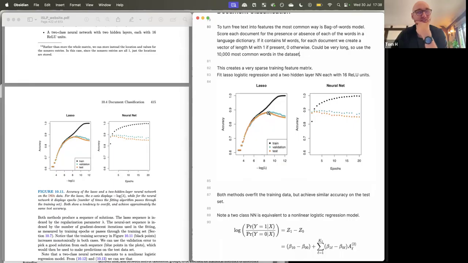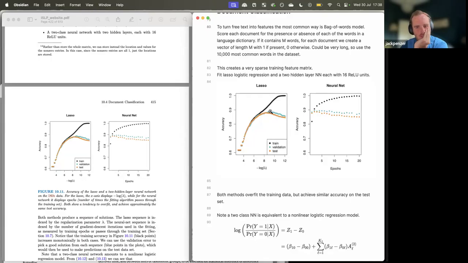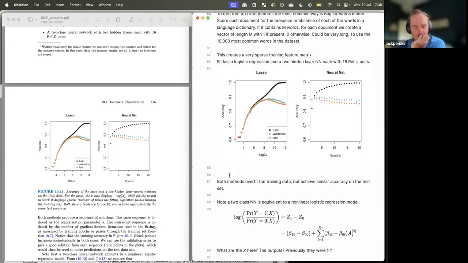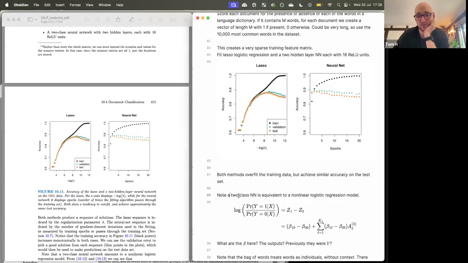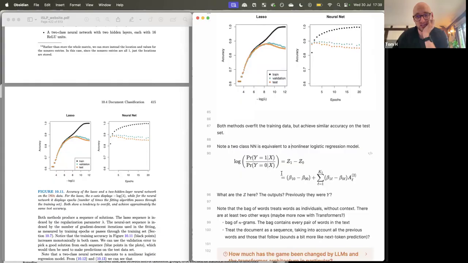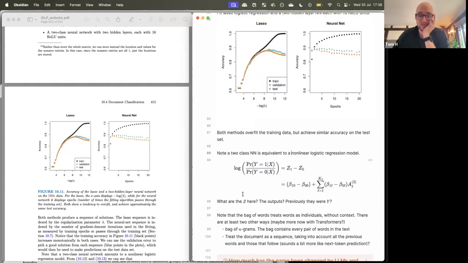Last week the difference was slightly larger, but I think in the history of deep learning, it took a long time and a lot of compute and a lot of researchers to just do better than these bag of n-grams models. That was decades worth of progress just to be comparable to a small bag of n-grams model, which is funny. The reason that they're similar here is because a 2-class neural network is equivalent to a nonlinear logistic regression model. So I guess you'd expect similar performance.